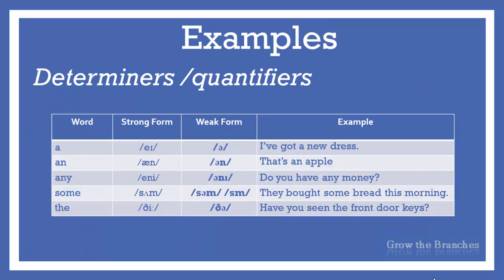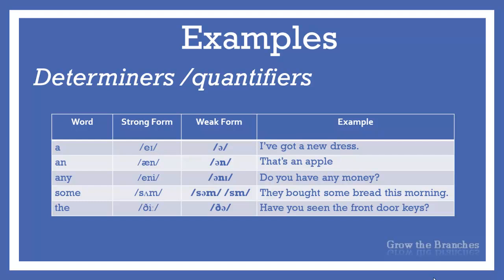Here are more examples. Listen and repeat. Pause the video for more practice. Let's read each word first in its strong form, then the example in its weak form. Determiners. Examples of determiners and quantifiers. A.